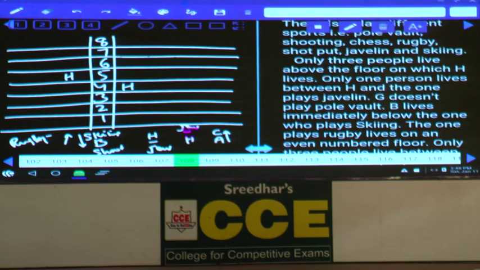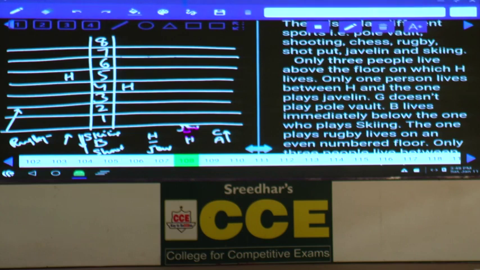And D and G live on immediate floors, both of them. And the one who plays pole vault is not living below B. B is not living above the vacant floor. This is the crucial information. B is not living above the vacant floor, hence B must be below the vacant floor. As B is below the vacant floor, below this B, how many must be there? Skiing, B, shooting, isn't it? Hence, there must be three. As there must be three, is it possible to have a vacant floor at this place?